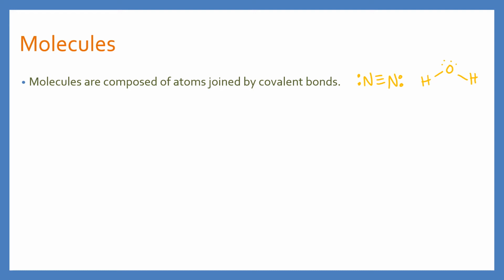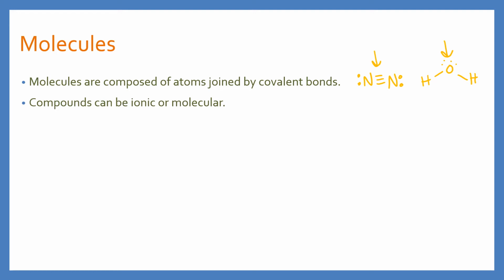Now let's talk about the term compound again real fast. Nitrogen is not a compound because it only has 1 element present. Water is both a compound and a molecule because it has 2 different elements present and they are joined by covalent bonds. So not all molecules are compounds.